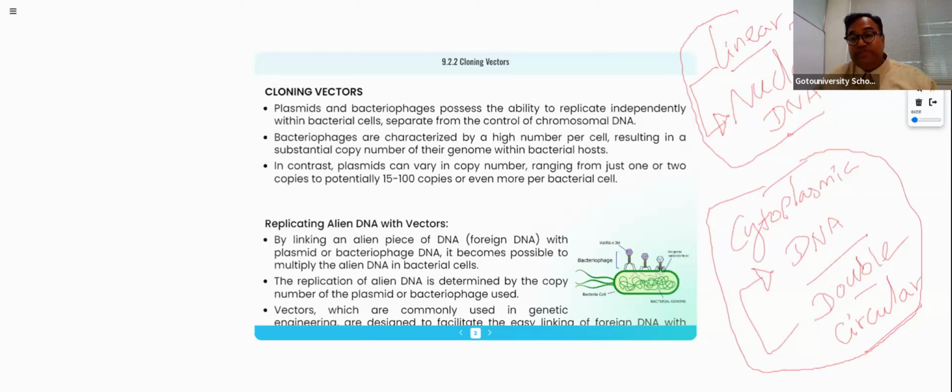So these two different types of DNA are there. They will ask in the board exam, can you differentiate, or can you narrate, or can you say the types of the bacterial genome? You need to say this too.